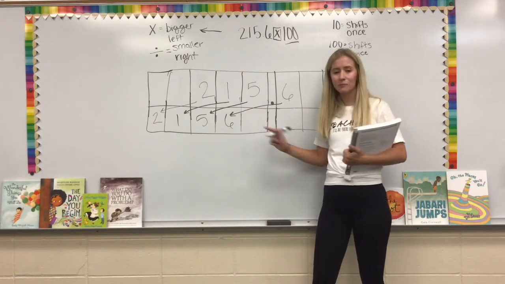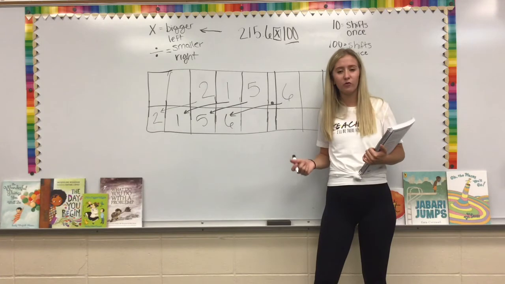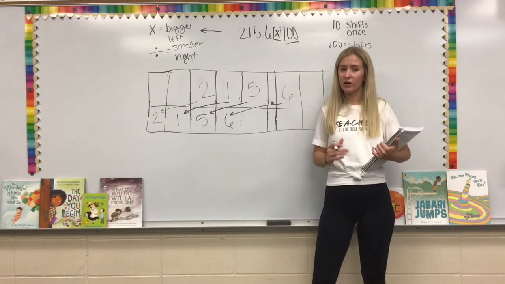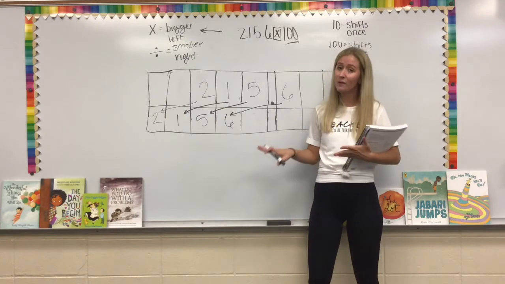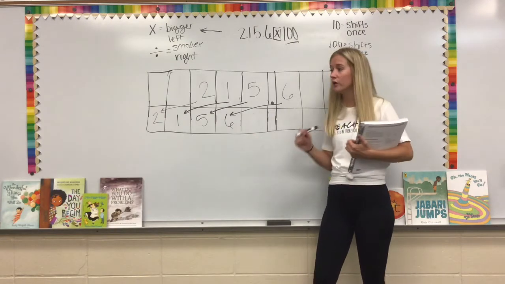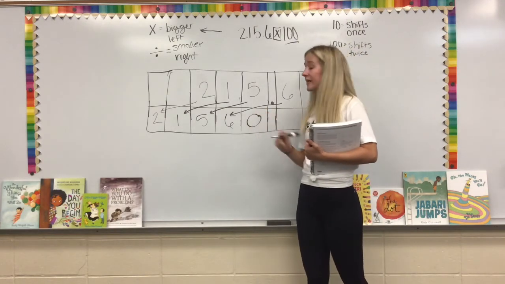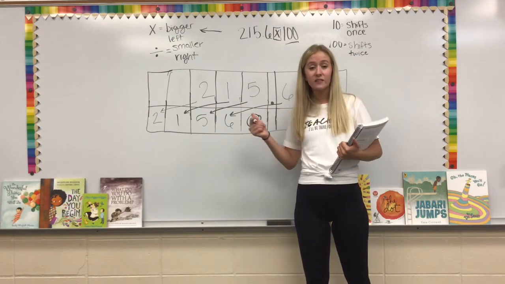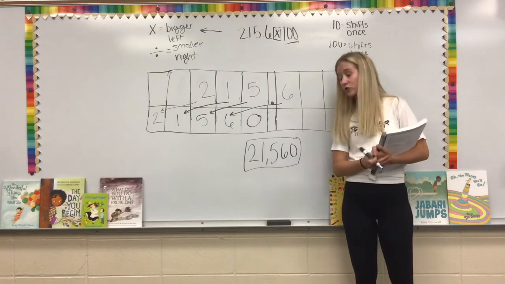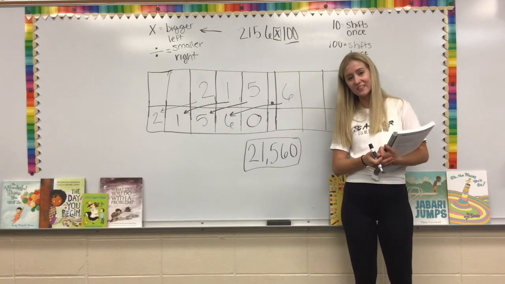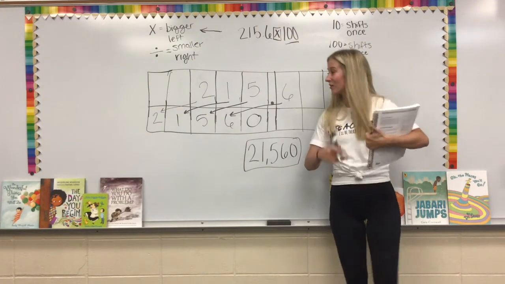But now I have this empty space here. Remember what we talked about before? I can't put a big number there, not even like a 1 or a 2, even though those are small numbers. I can't put them there because it changes the value. So I'm going to put a 0 in its place. That 0 is a placeholder. When I write my number down below, I have 21,560. And that's our answer.